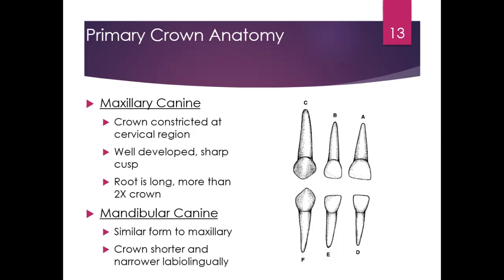With the canines, you'll see on the maxillary that the crown is constricted at the cervical region. They are well developed with sharp cusps. The root is long, more than twice as long as the crown. With the mandibular canine, similar in form to the maxillary, what you'll note is the crown is shorter and narrower labiolingually.